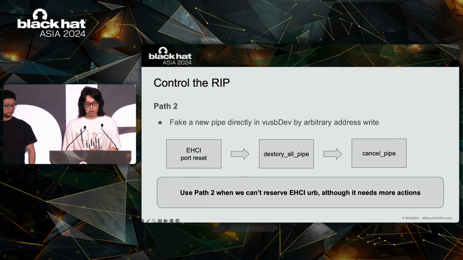Sometimes we may not be able to use path one. For example, in the case of VMware Fusion, the default configuration uses a USB video device. In my attempts, I found it difficult to retain the EHCI URB, so I had to seek other ways. However, since we can achieve arbitrary address write, we can do more interesting things. For instance, we can directly write a forged pipe object into the pipe array of the USB device. Then by triggering a port reset through the EHCI registers, it will call destroy all pipe and eventually release all pipes in the USB device, including our forged pipe.